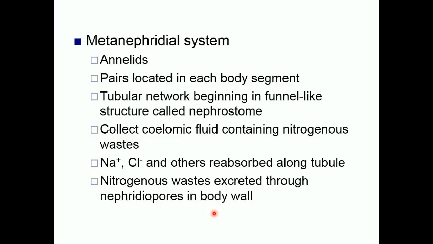Let's move on to the metanephridial system, which is a system that we find, for example, in earthworms and other annelids. Now, each body segment has a pair of metanephridia. We're going to see that these consist of a tubular network that begins with a funnel-like structure called the nephrostome. From there, coelomic fluid is collected, and the coelomic fluid contains nitrogenous waste, among others.